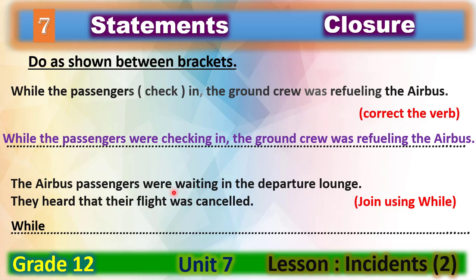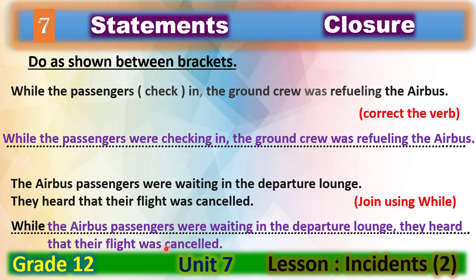Here in this sentence, we have to join using while. The Airbus passengers were waiting in the departure lounge. They heard that their flight was cancelled. So all you have to do is to put while in front of the first sentence, and remove the full stop and replace it with a comma. The right answer is: while the Airbus passengers were waiting in the departure lounge, they heard that their flight was cancelled. Great job, my dear students.